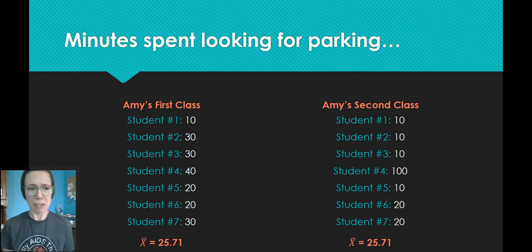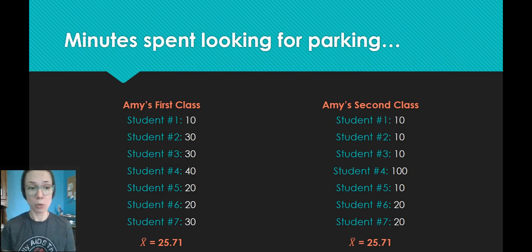In my second class, everybody had a pretty good time of it. Most students had to wait 10 minutes. One poor student, again, student number 4, that poor student number 4, had to wait 100 minutes. What torture. So you can see, even though we've got the same average for both of these data sets, the numbers represented here are vastly different.